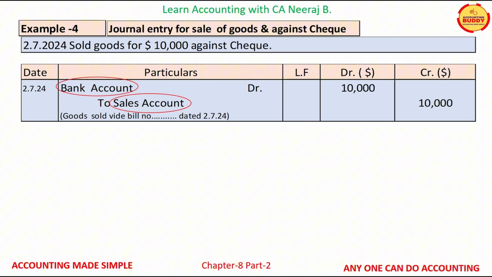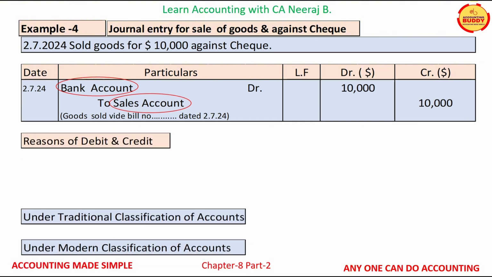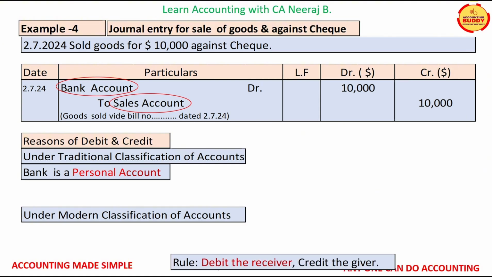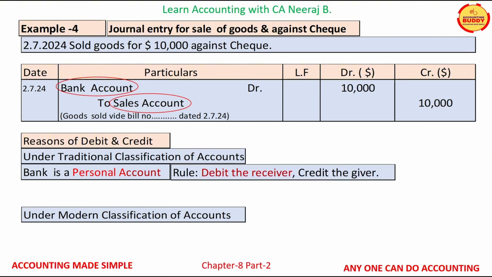Let us now analyze the reasons of debit and credit of accounts under traditional classification of accounts and under modern classification of accounts. Bank account under traditional classification of accounts is a personal account, and the rule of personal account is debit the receiver and credit the giver. In this transaction, bank has received the money, therefore bank account is debited.